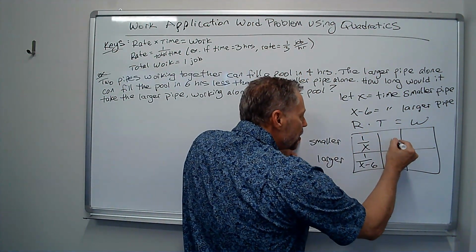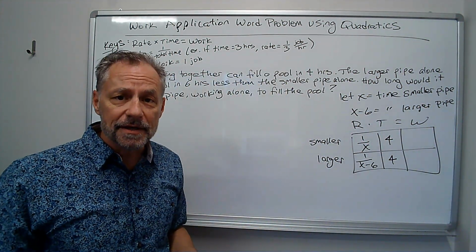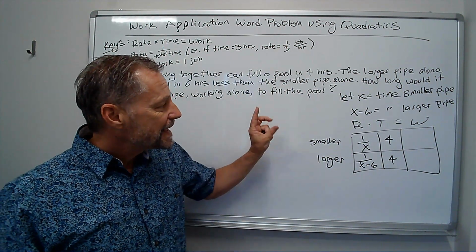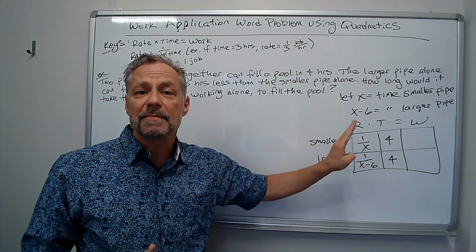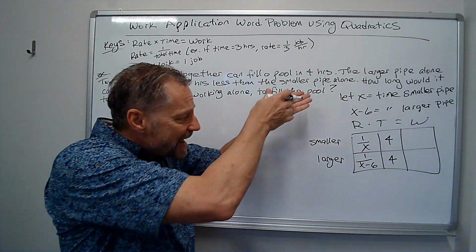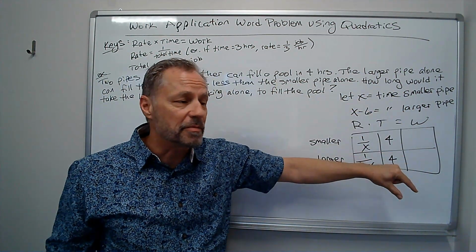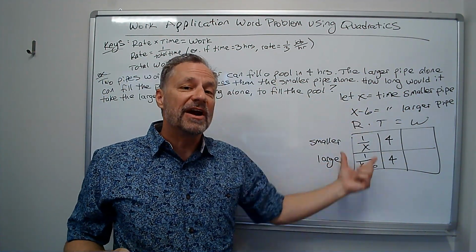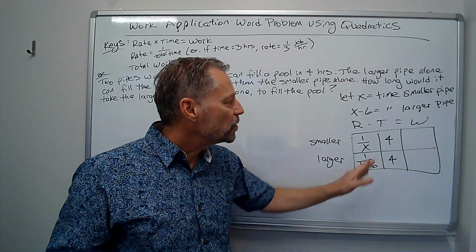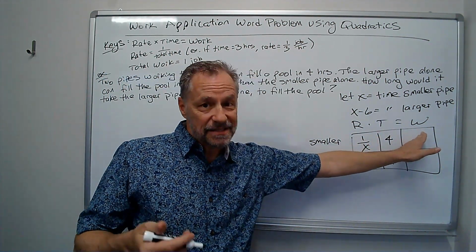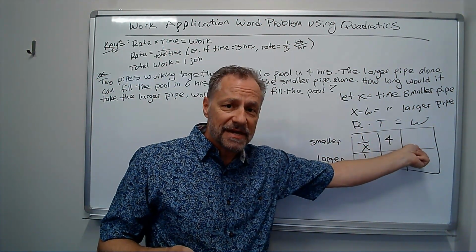So if the smaller pipe works for 4 hours and the larger pipe works for 4 hours, they get the job done. Every time I set up these boxes, whether it's rate times time equals distance or rate times time equals work, usually one of the columns is just going to be numbers from the problem, one of them is going to be variables from the problem, and the other column is going to come from the formula. Well, this time, work is the blank one, rate times time equals work, so I'm just going to multiply these two together to get that.